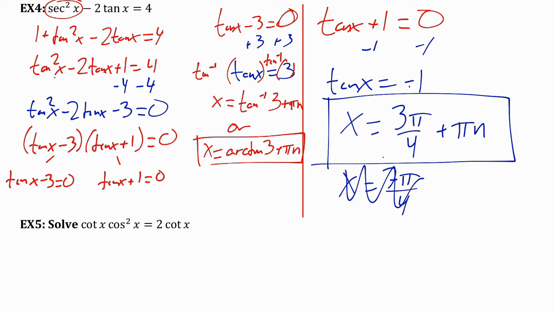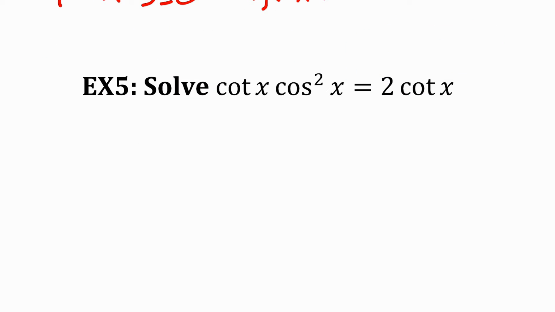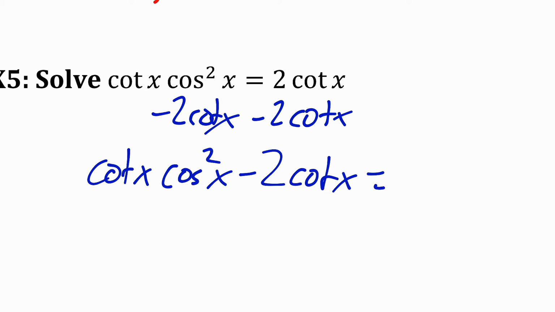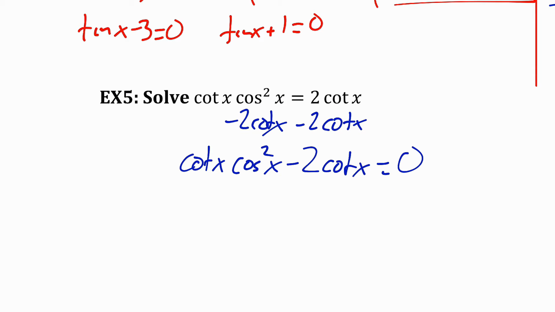Now for number 5, we got the cotangent of x times the cosine squared of x equals 2 times the cotangent of x. To start this off, let's get all the variable terms on one side. So I'm going to subtract 2 cotangent of x from both sides. So we got cotangent of x times the cosine squared of x minus 2 times the cotangent of x equals 0.